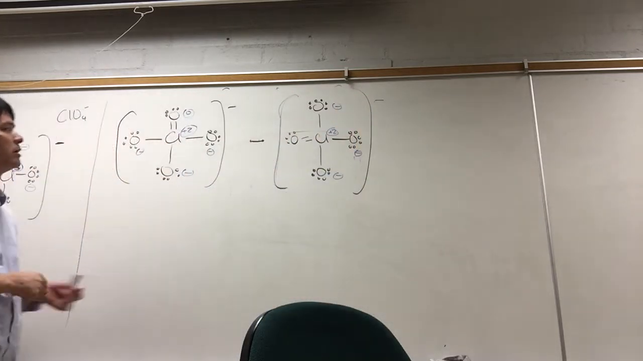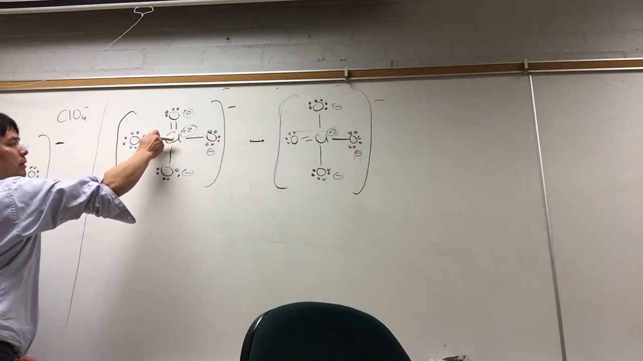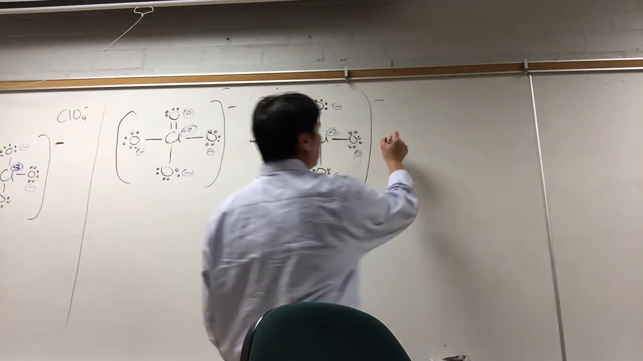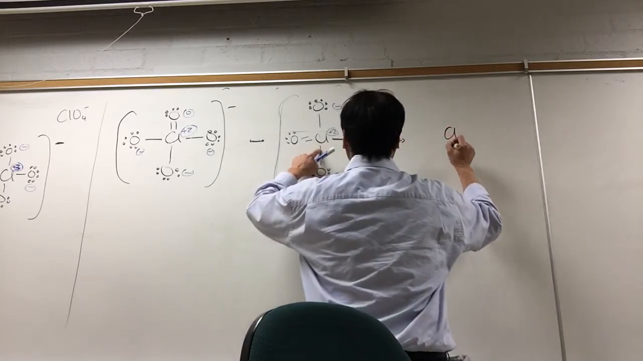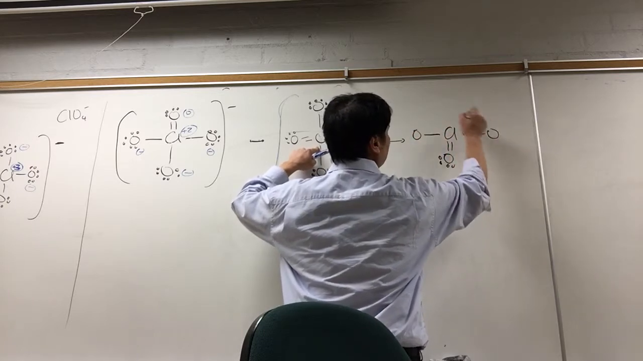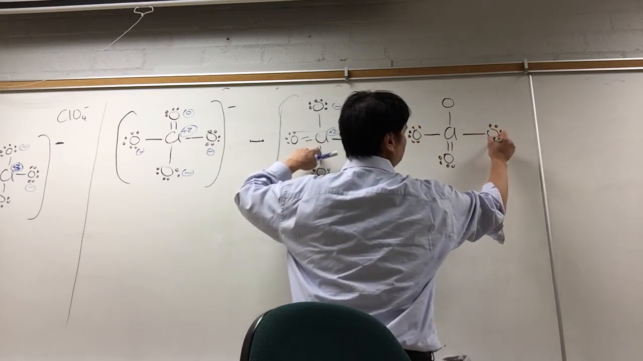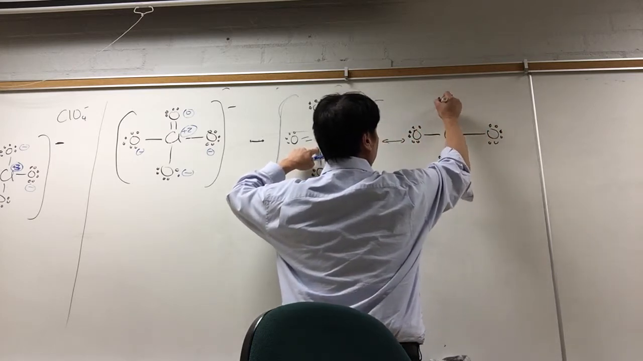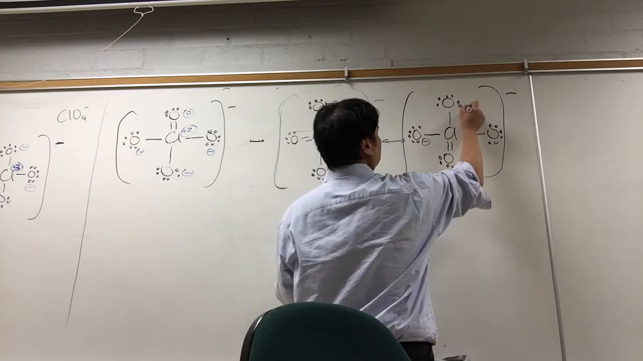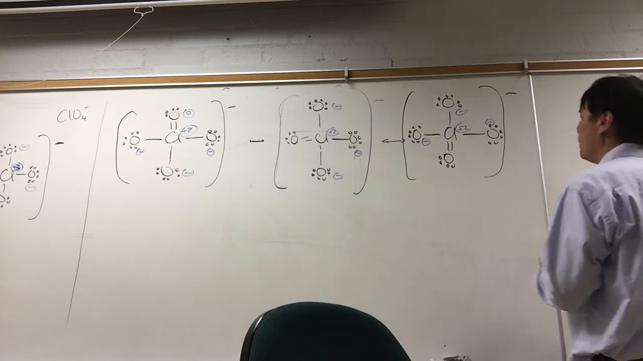How many more resonance forms can I draw? Well, I can move the double bond from here to here, and then from here to here, and then from here to here. So there are going to be 2 more resonance forms I can draw. And so let's drop the double bond down here. There's going to be single, single, and single. And then one more possibility.